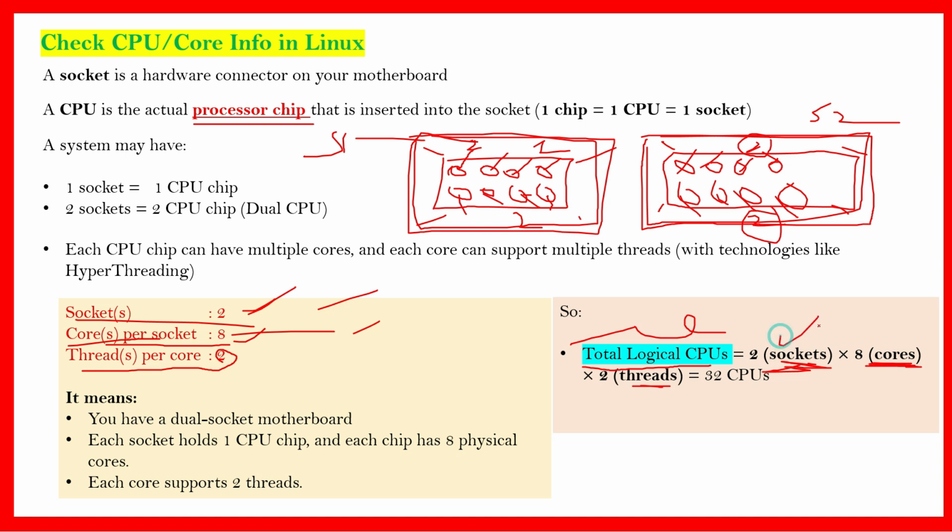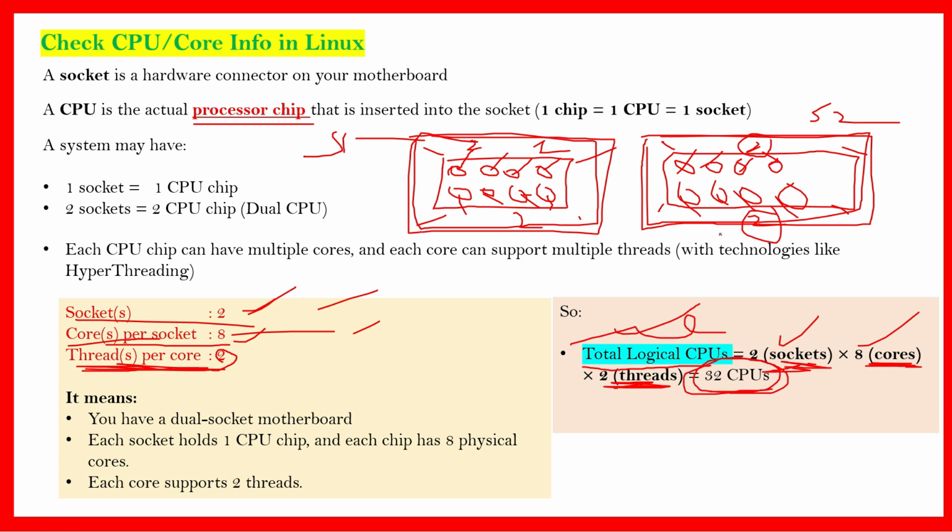That means 2 sockets multiplied by 8 cores and then threads per core, right? So how many threads does each core support? We have 2, so that is multiplied by 2. So here we have 32 logical CPUs in our system. It's very straightforward. What you need to check immediately is the total number of logical CPUs.